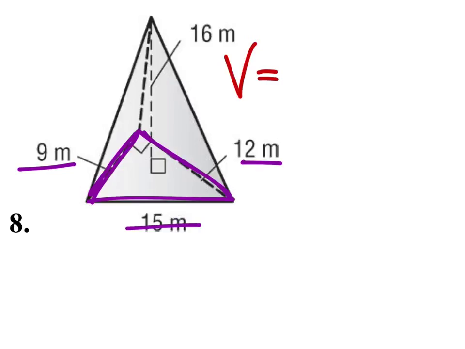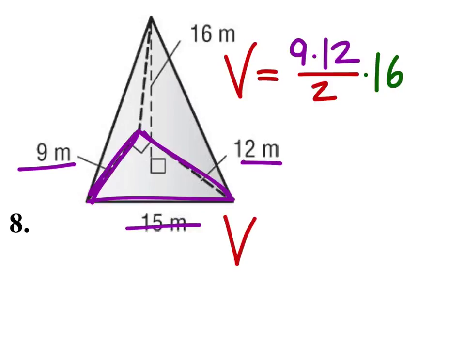Now what we could do is treat this as a rectangular prism, but I'm going to talk about that at the end. So let's find the area of that triangle right there. That'd be 9, the base, times the height, we'll say, is 12. And that we're going to need to divide by 2. Now once we get that answer, we're going to multiply that by the height, which we can see is 16, like this.